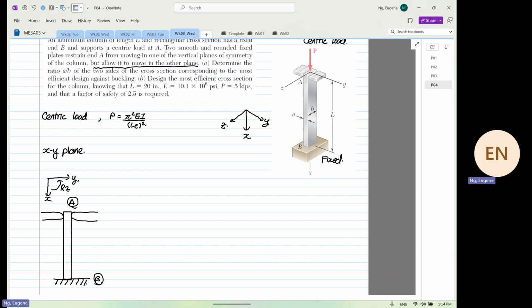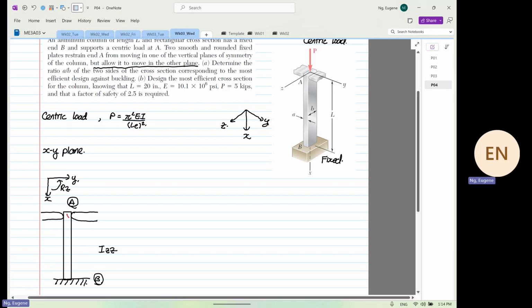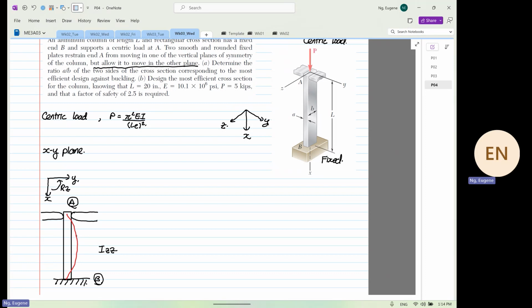A good practice to write now is over here, the second moment of area is going to be in the what? ZZ orientation. And why is that? The deformation pattern will look like this. Okay, this is how the deformation pattern will look like. So the curvature is in this direction. The radius, the curvature of Z is also there. So we are going to focus on IZ.